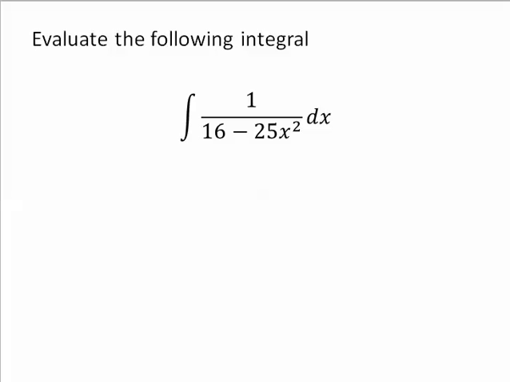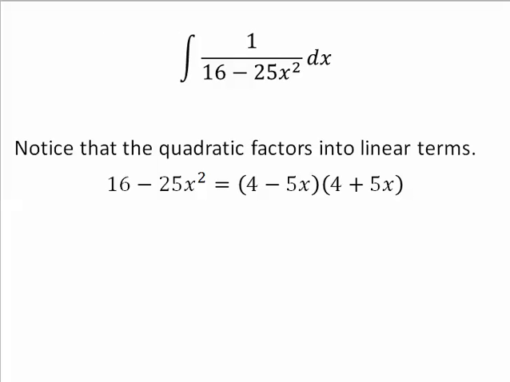8.4.11. Evaluate the following integral. To evaluate this integral, we're going to use a method called partial fractions. To use partial fractions, the first thing we do is factor the denominator. The denominator is a quadratic. It's a difference of two squares. When we factor it, we get 4 minus 5x times 4 plus 5x.